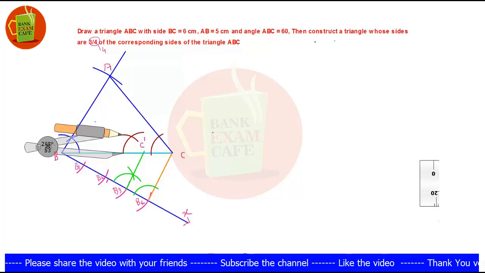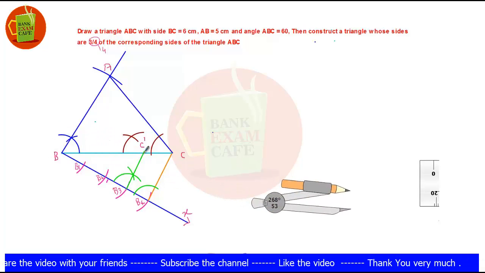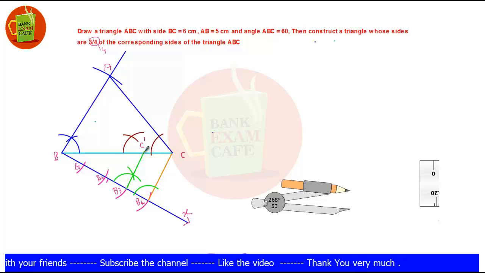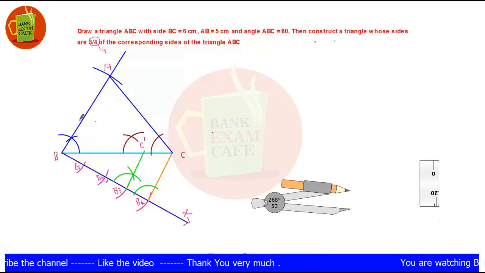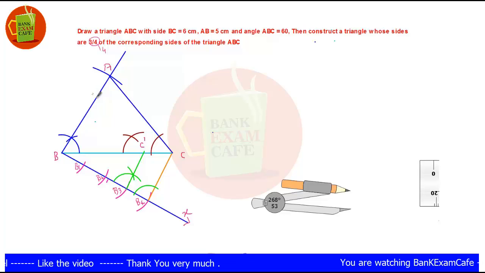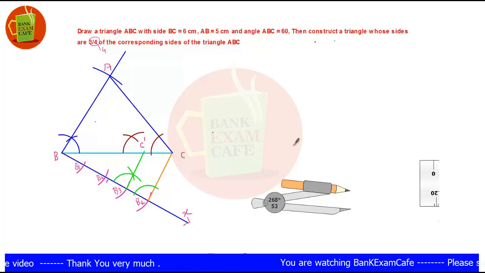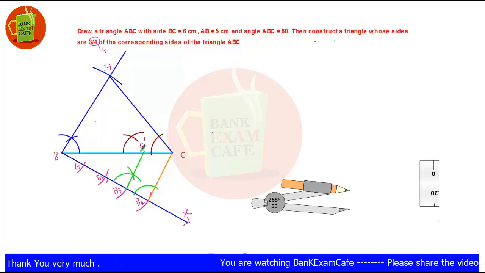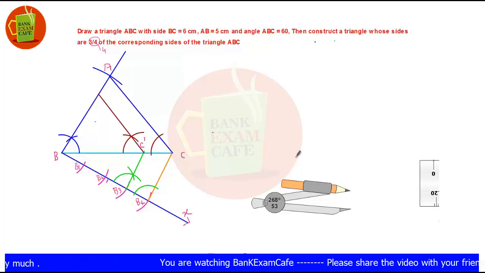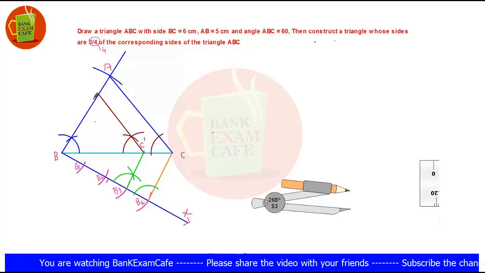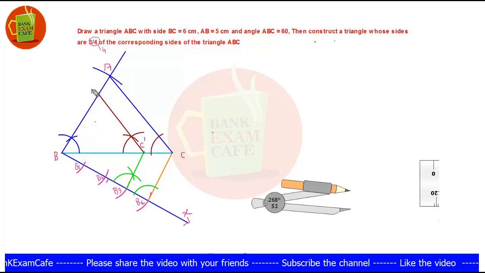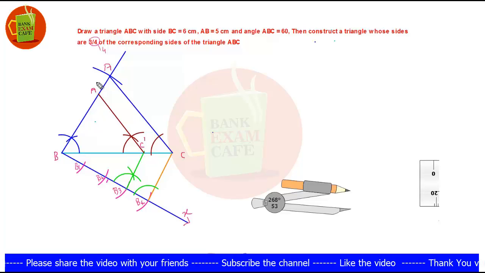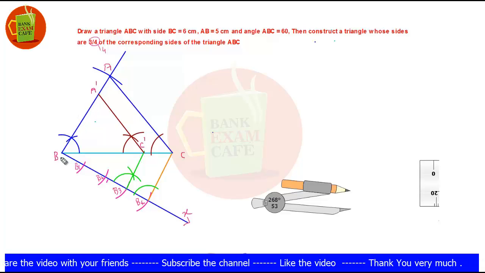Now from this point C dash, draw a line segment passing through this point of intersection and intersecting the side AB at point A dash. So from this point C dash, draw a line segment that passes through this point of intersection and intersects the AB at A dash. So let this be point A dash. And therefore the triangle A dash B C dash is the required triangle.